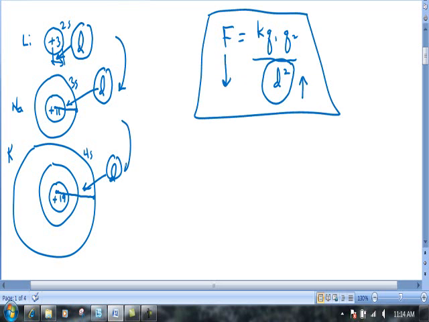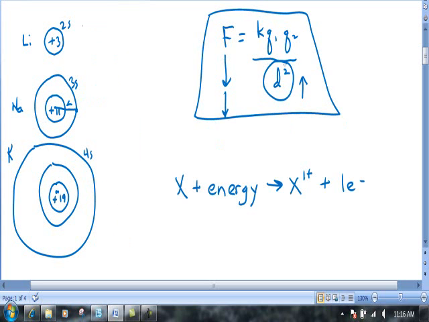So in this case, as we're moving down the periodic table and we add on successively higher and higher energy level orbitals, the atom's getting larger, which causes the distance between the nucleus and the outermost electrons to increase, which causes the overall force of attraction to go down.